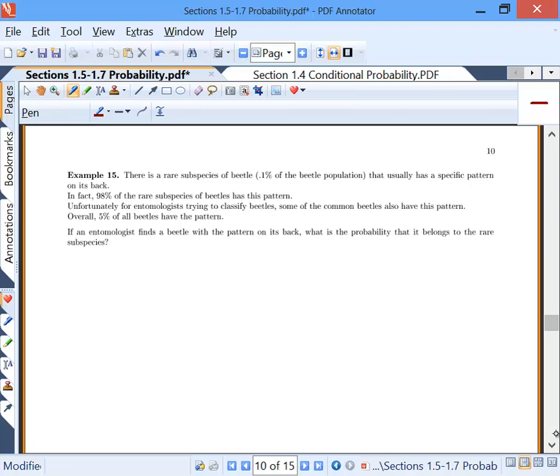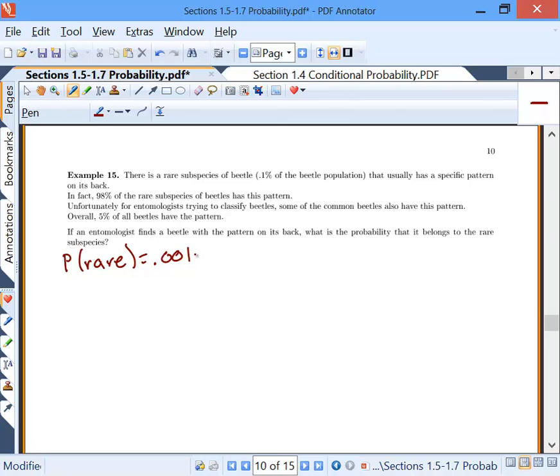If an entomologist finds a beetle with the pattern on its back, what is the probability that it belongs to the rare subspecies? So let's go through and write down all the information that they gave us. The first part, 0.1% of the beetle population. What is that telling me? That's the probability of the rare subspecies. So the probability that they are rare is 0.001.